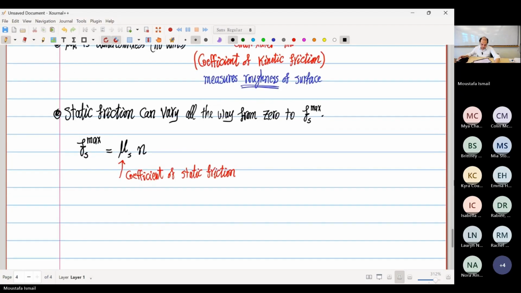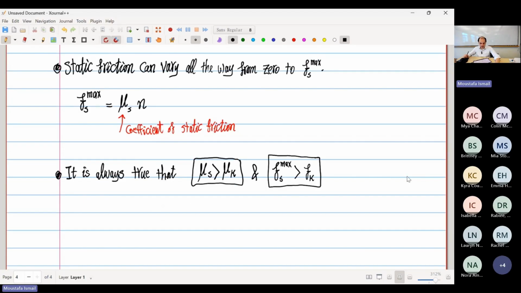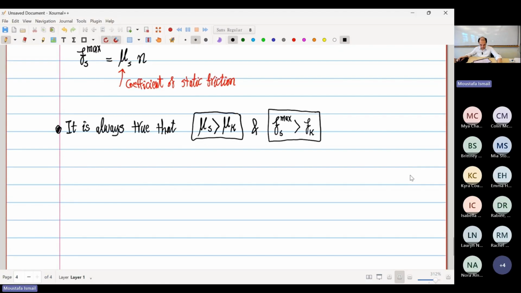Okay. We always have the coefficient of static friction is bigger than the coefficient of kinetic friction. And therefore, because the normal force is the same in both cases, the maximum static friction is always bigger than the kinetic friction. It takes more force to get the object to move than to resist its motion. Okay.